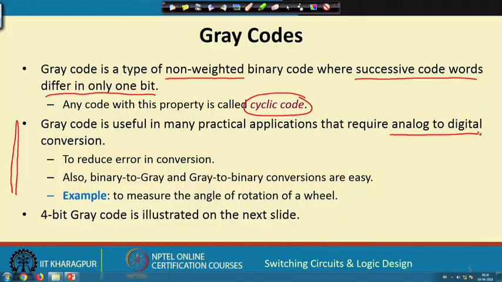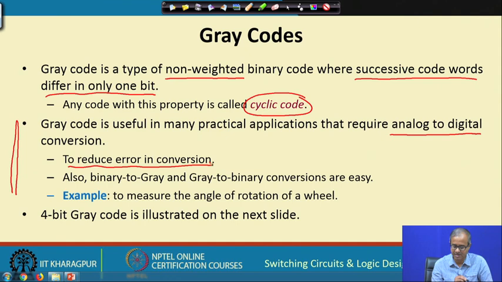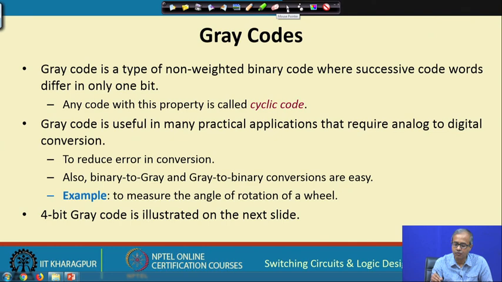So, gray code is useful here. This point, why it reduces error in conversion, I will explain a little later. The second thing is that it is fairly simple to convert a binary number to gray code or a gray code number to binary. We shall also see this through an example. So, this example of a wheel we shall be seeing later and explaining these points with respect to that. Let us talk about a 4 bit gray code.